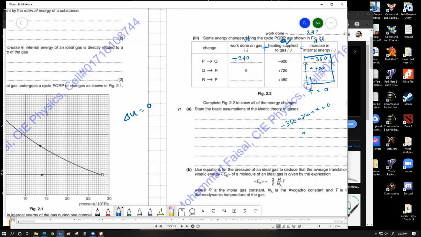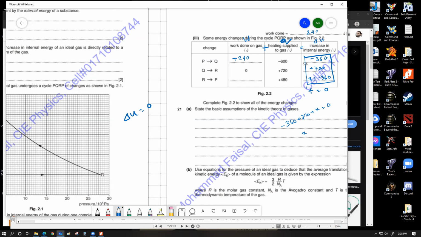তাহলে এখান থেকে X এর ভ্যালু কত আসবে? 360. 360 আসবে? Okay, fine. So this is going to be plus 360. Plus or minus? I think minus. Minus, huh? So this is going to be minus 360.